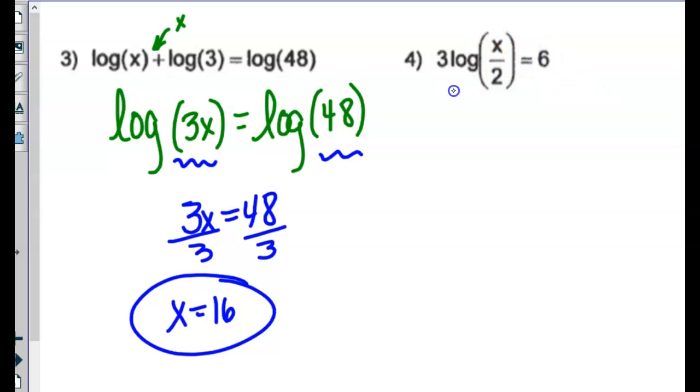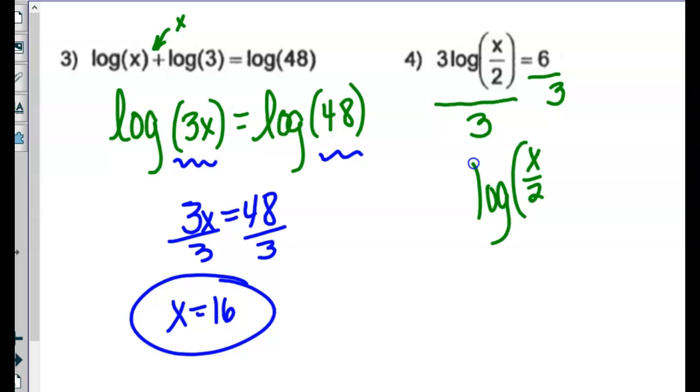Brandon S., what do we want to do first on number 4? Algebra 1 first. What can we get rid of? Yeah, so we can divide both sides by 3. So then I have log of x over 2 equals 2. Now, I think it was the third strategy that said if we can isolate the log, what do we do then?